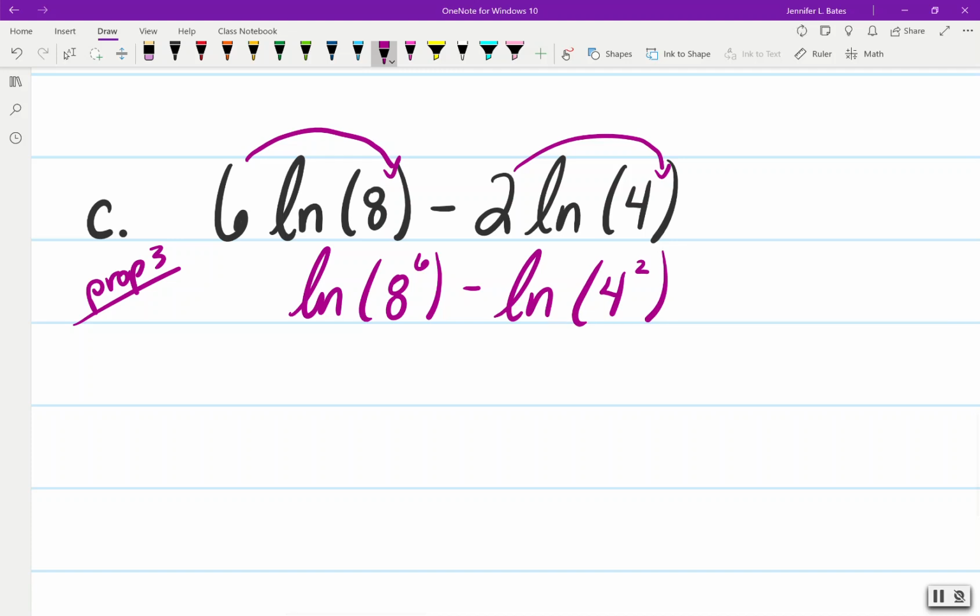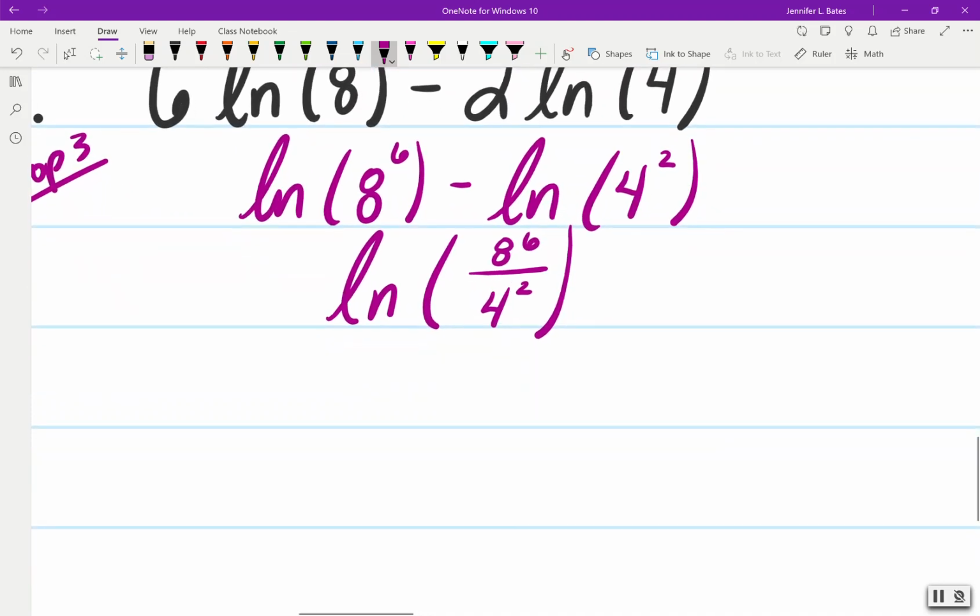Now, all the coefficients are gone. I've got 2 logs that are getting subtracted. Which log property am I going to use? Property 2, very good, says that I should take my arguments and divide them. So this is really 8 to the 6th power over 4 squared.